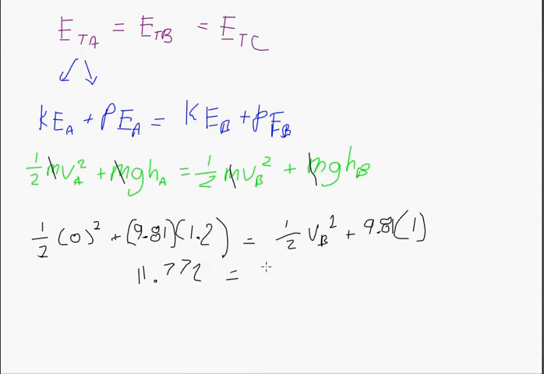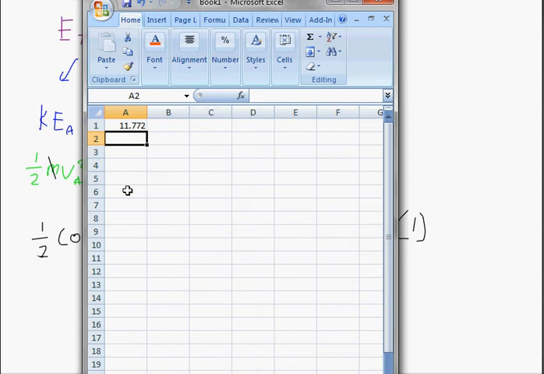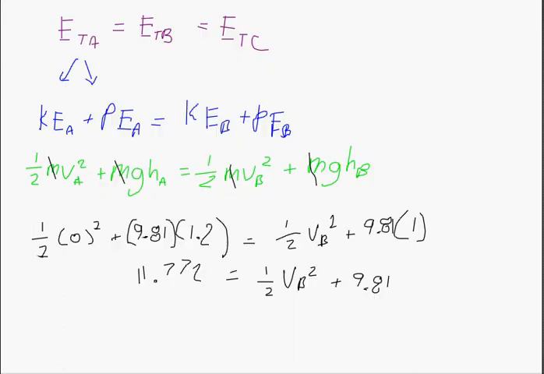equals 1/2 VB squared plus 9.81. Now I'm going to subtract. I'm just going to come back here. I'm going to go equals this minus 9.81. Enter. And I get 1.962. So I'm subtracting this from both sides, and I get 1.962 equals 1/2 VB squared.